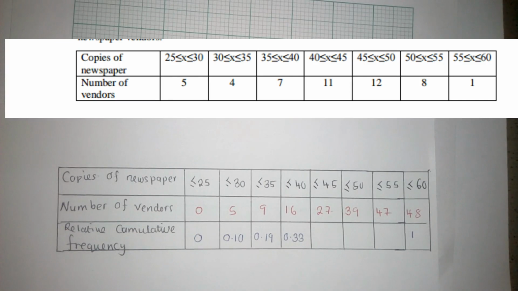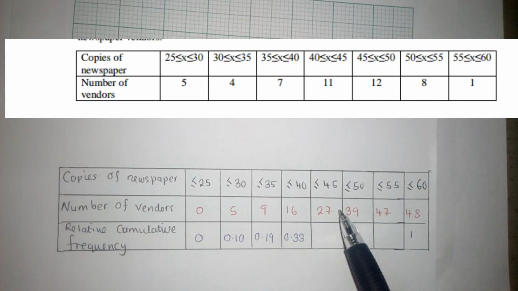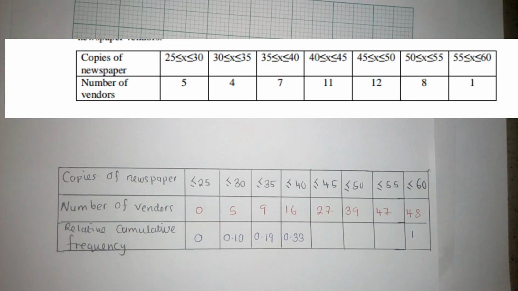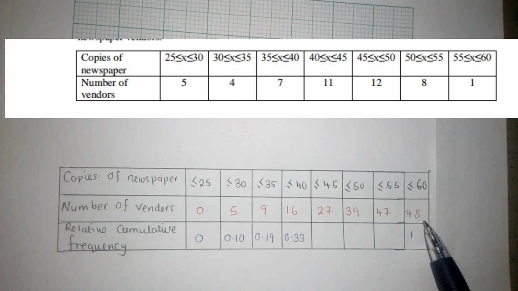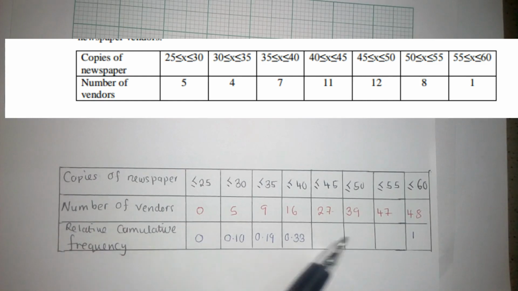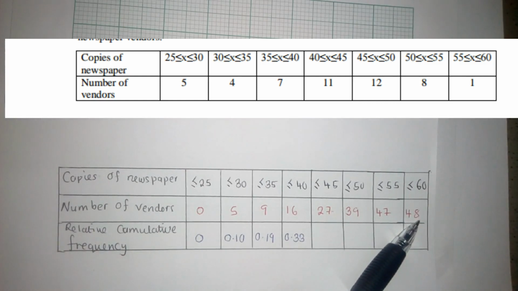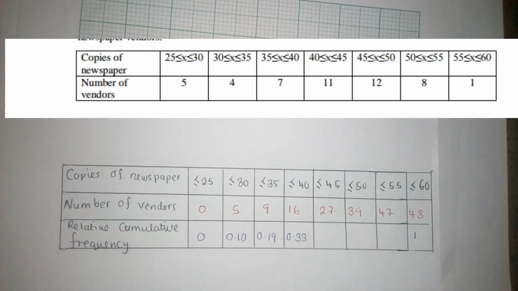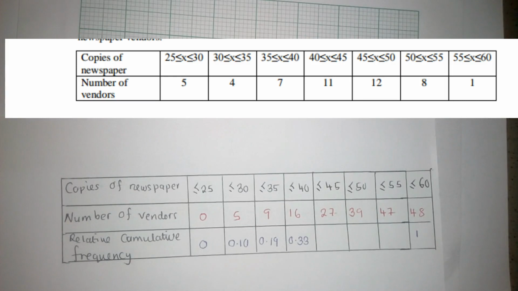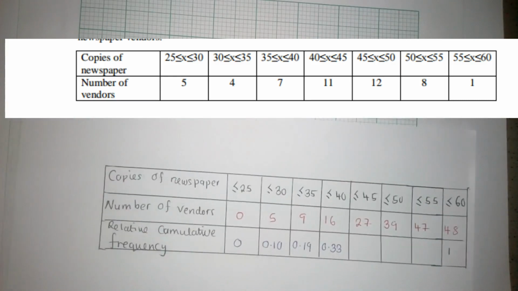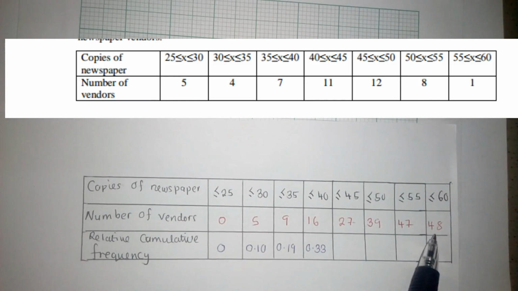16 plus the next number, which is 11. It gives us 27. 27 plus the next number, which is 12. It gives us 39. 39 plus the next number, which is 8. It gives us 47. 47 plus the next number, which is 1. It gives us 48. So for the cumulative frequency, the last number should give you the total number of what you're talking about. In this case, in the question, we've been told that there are 48 vendors.